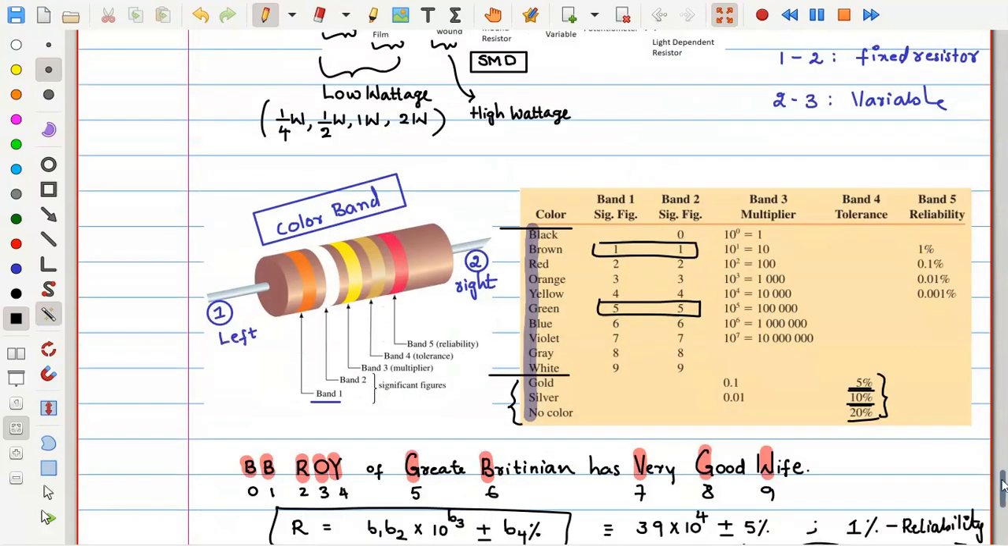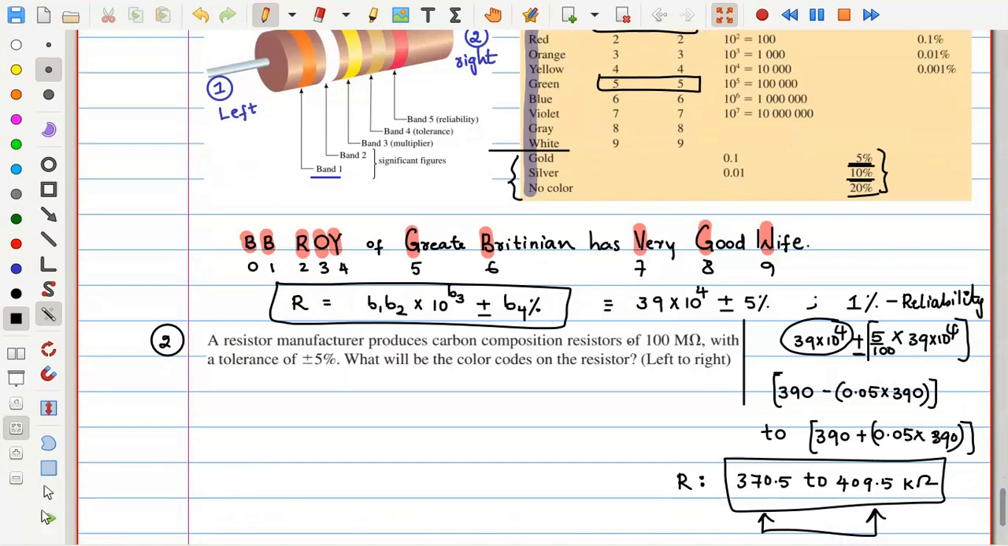Now we need to find the color bands for a resistor of 100 mega ohm, where the resistance value is given with a tolerance of 5%. Then we would like to get the band values, naming the color codes, which is reverse engineering. If you understand this, it is easy to calculate. So the given resistance value I try to write: how much is that? 100 mega ohm.